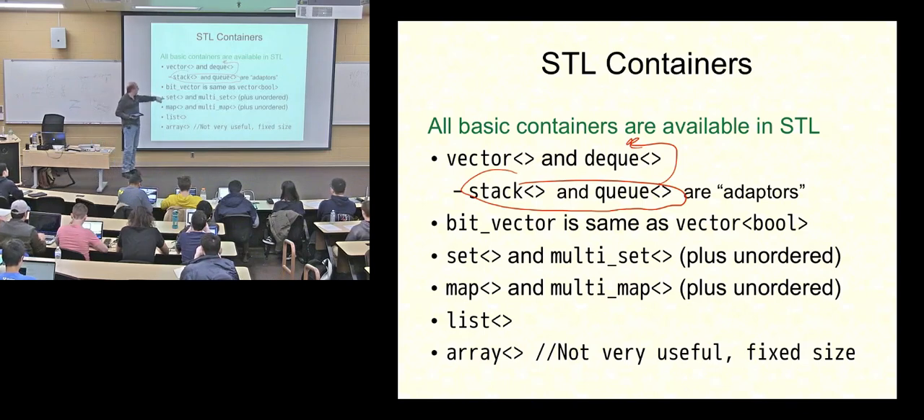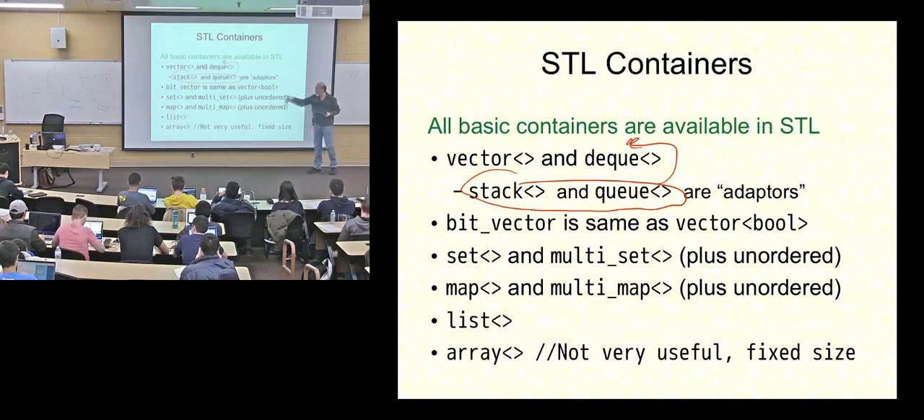If we use sets, sets are actually based around balanced binary trees. Set is basically the math concept. A set doesn't have duplicate elements. A multiset is allowed to have duplicate elements. A set and a multiset are balanced binary trees. Unordered versions of these, unordered set and unordered multiset, use hash tables.